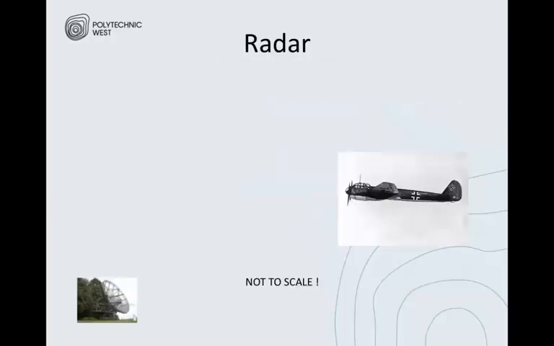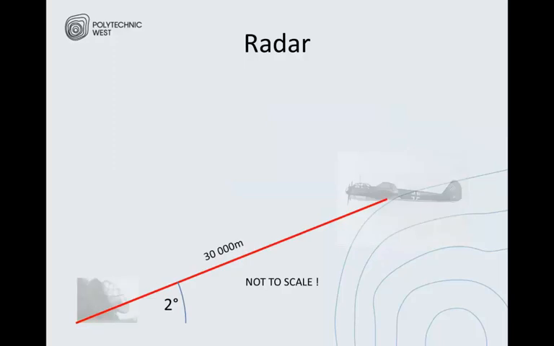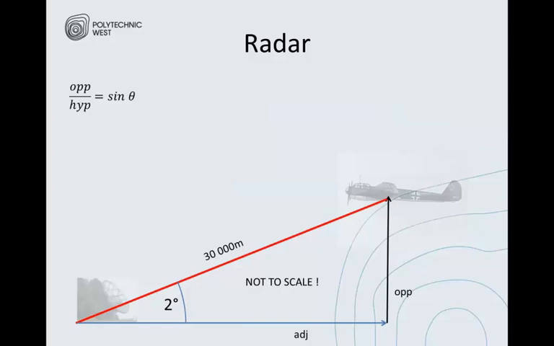Similarly, here's another example. I have a radar which has picked up a bomber, and it's picked up that the bomber's distance is 30,000 meters away from me at an angle of 2 degrees. What I want to find is the height that the bomber's at, which is the opposite, and the ground distance, which is the adjacent. To find the opposite, the height, the equation that's going to be useful to me is opposite over hypotenuse equals the sine, because I want to find opposite, I have the hypotenuse and I have the angle.